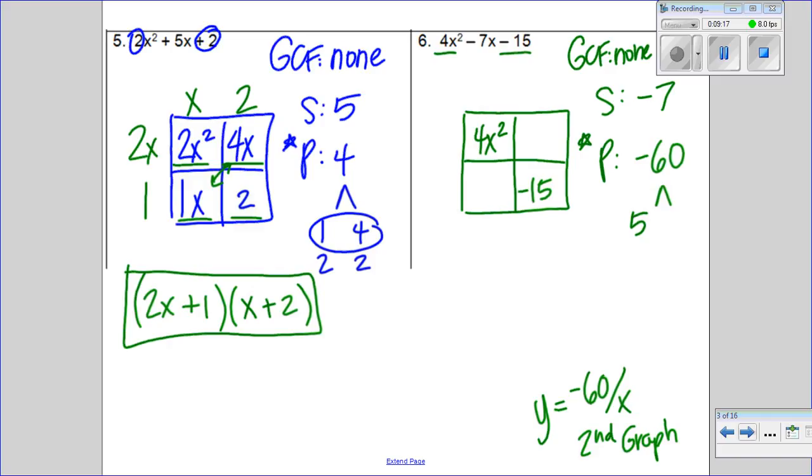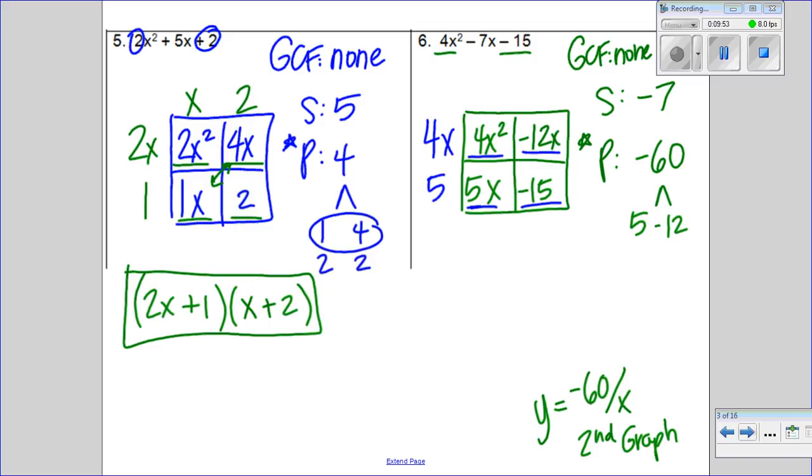When I multiply 5 times negative 12, it multiplies to give me negative 60, and then that's going to add to give me negative 7. So let's fill this in. I'm going to put my 5x, negative 12x, and now I'm going to factor out. So what do 4x squared and negative 12x have in common? Their greatest common factor is a 4x. What about 5x and negative 15? Their greatest common factor is this 5.